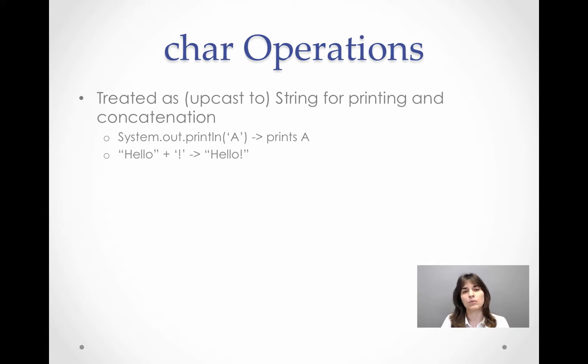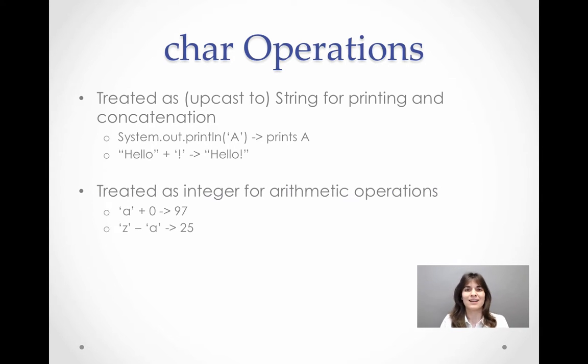What will happen, for example, when we put single quotes and the letter A inside as argument of the println method? Then that will print A, which means that it will silently convert the character A into the string A, from single quotes to double quotes, and it will print that string. Similarly, we can use the plus operator and have a string be concatenated with a character, and the result will be a string.